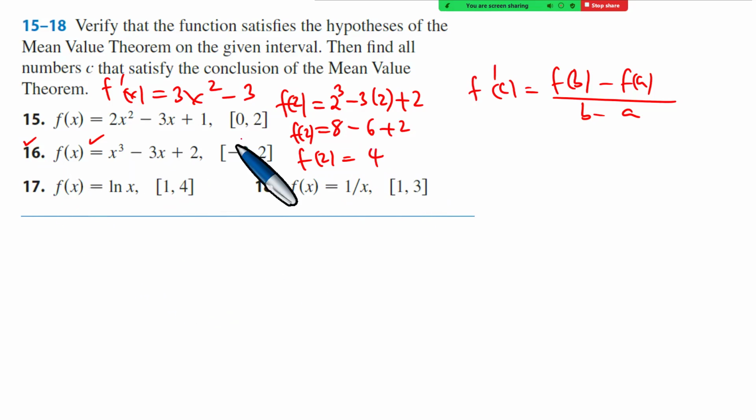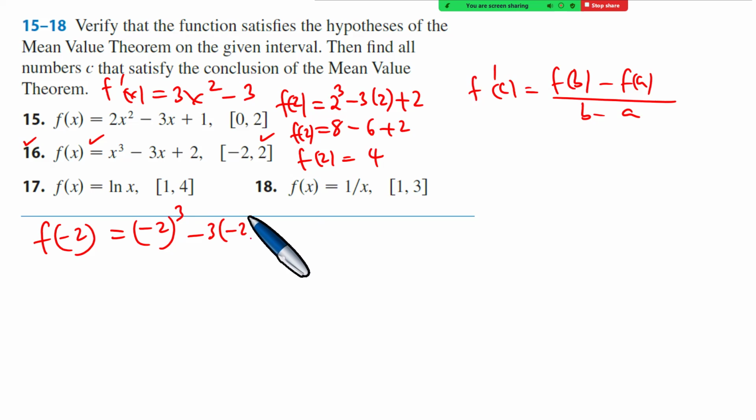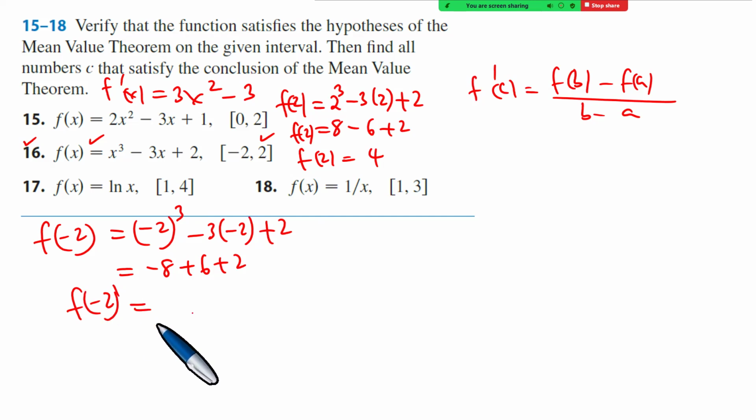Focusing on number 16, we have evaluated the function f at one of the endpoints of the interval. The next step is to evaluate the function f at the other endpoint, -2, which means we'll have f of minus 2. We plug into the function, which is minus 2 cubed minus 3 times minus 2 plus 2. With this, we have exactly minus 8 plus 6 plus 2. And therefore f of minus 2 is exactly 0, because 6 plus 2 gives us 8, and 8 minus 8 is 0.